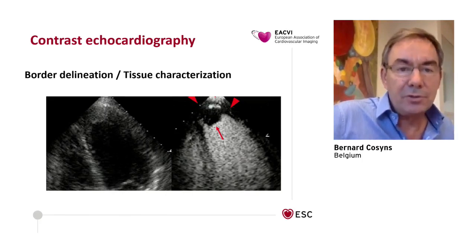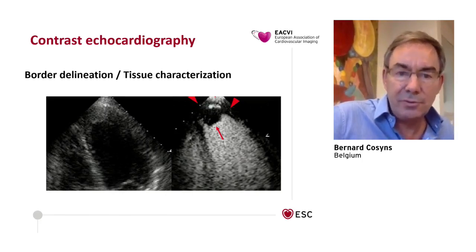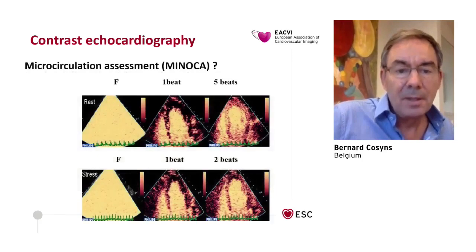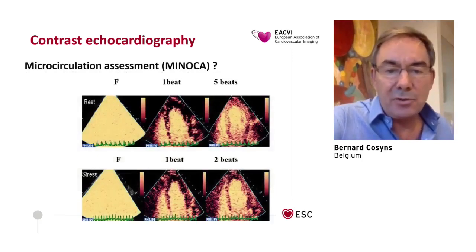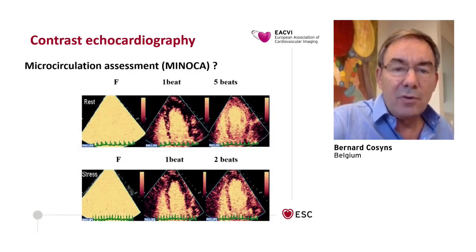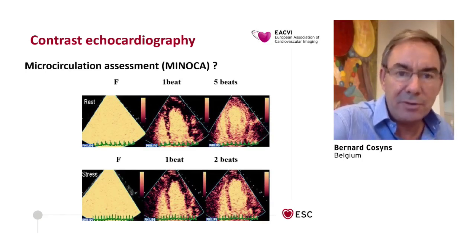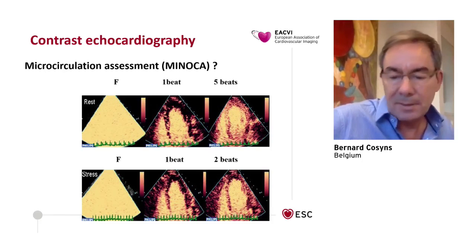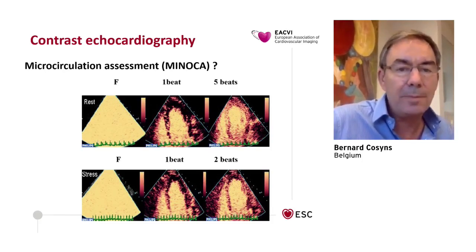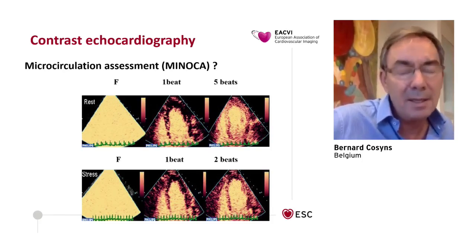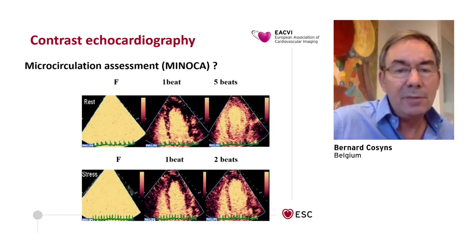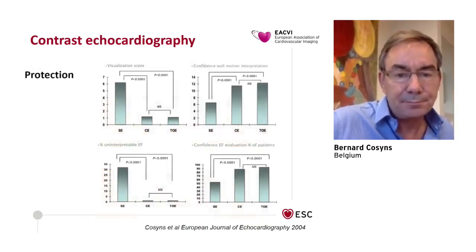So for sure, contrast echo was very helpful in order to improve the tissue characterization. Now, in these patients, we can also discuss the role of microcirculation assessment using contrast and the flash replenishment principle. And Roxy will allude a little bit more in detail later on that. So I will not give too many details on that, but this should also be a potentially interesting indication, since we know that we have much more MINOCA in the COVID-19 population than in the global population.